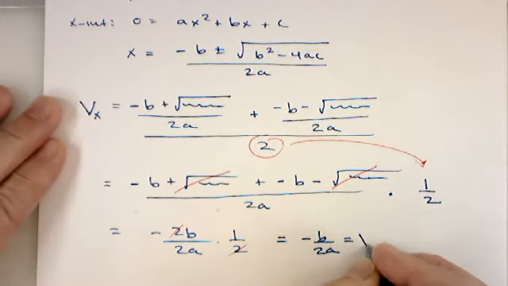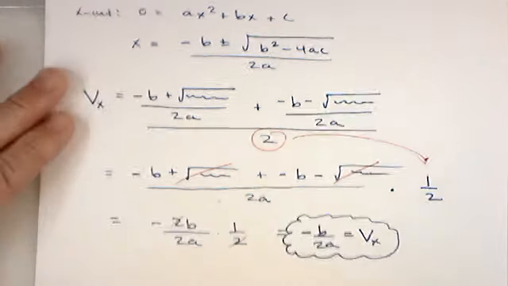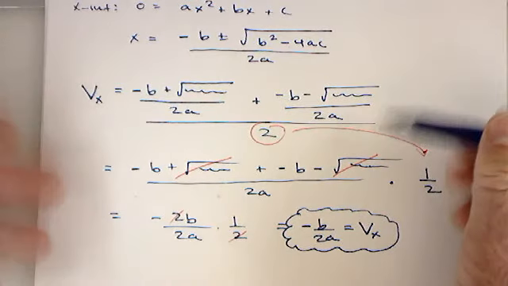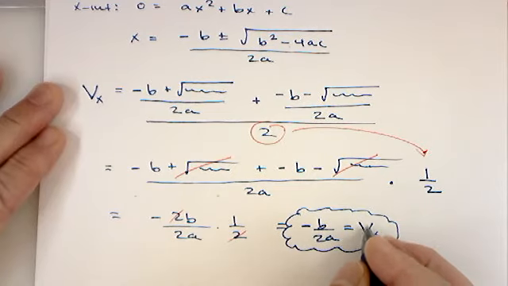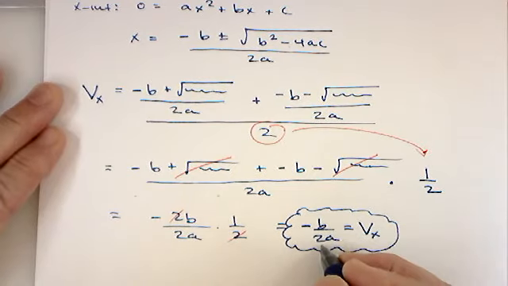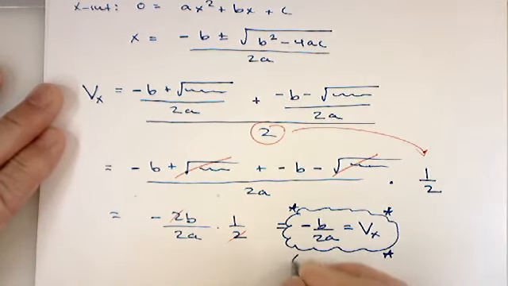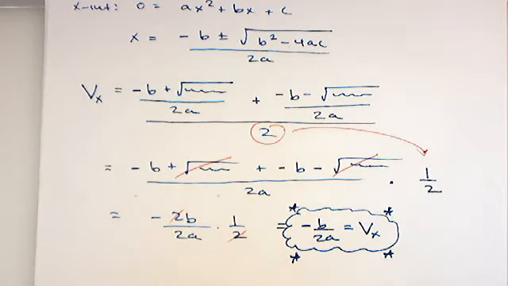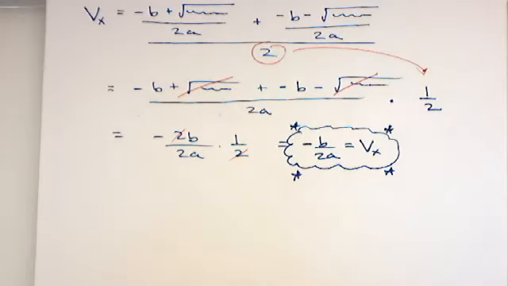And so let me write that. That's equal to v sub x. Perhaps some of you have seen this before, but this is showing you why it's true that the x coordinate of the vertex of a parabola is always going to be negative b over 2a. This is a handy thing to know in pre-calculus. When we get to calculus, we have other ways to find the vertex of a parabola, so it's not as necessarily needed, but it is very useful in pre-calculus.